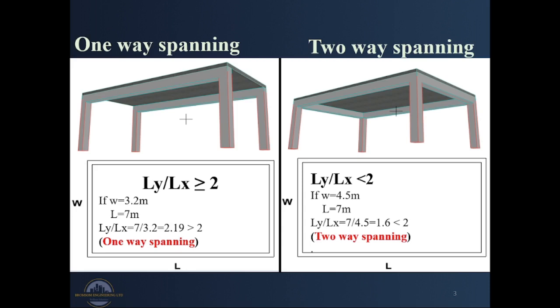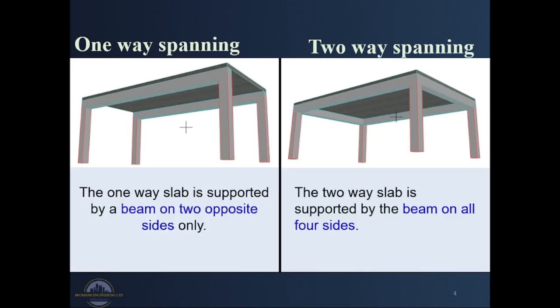Now to difference number 2. One-way slabs are normally supported by two beams on opposite sides of the longer dimension, as shown in the image above. And two-way spanning slabs are normally supported by beams on all four edges of the slab. Therefore, the slab loads the beams on all four sides, as we will see later on.